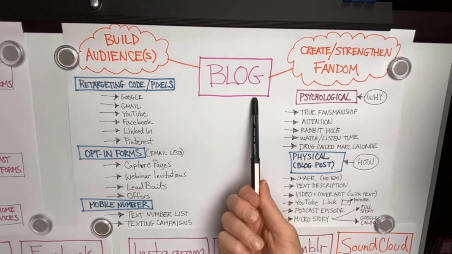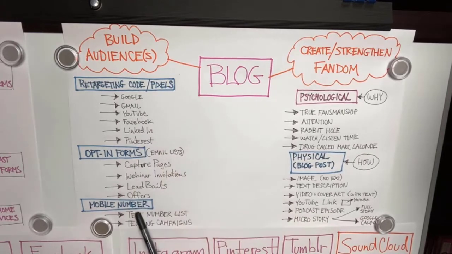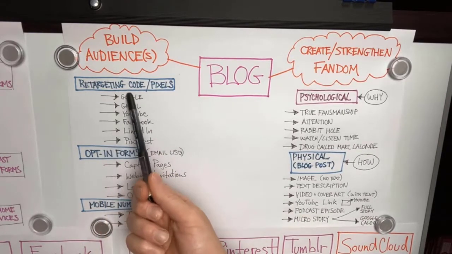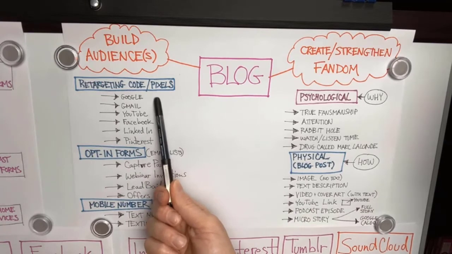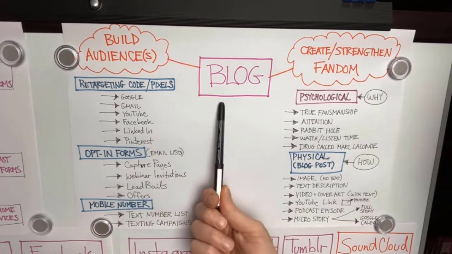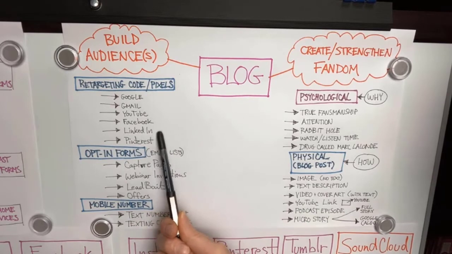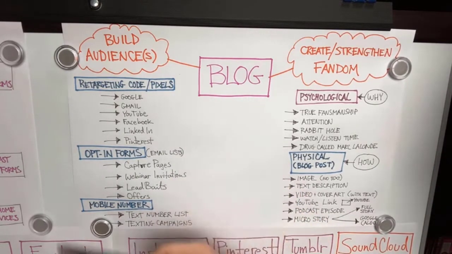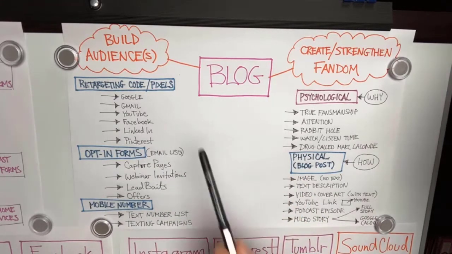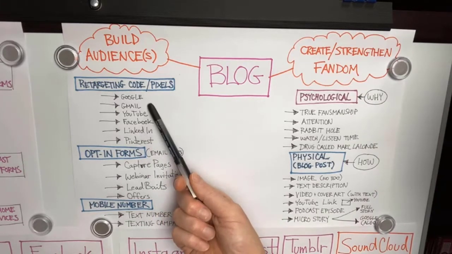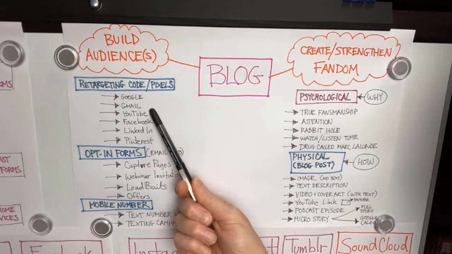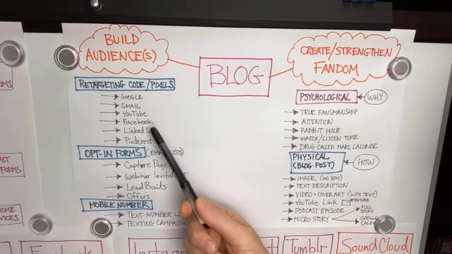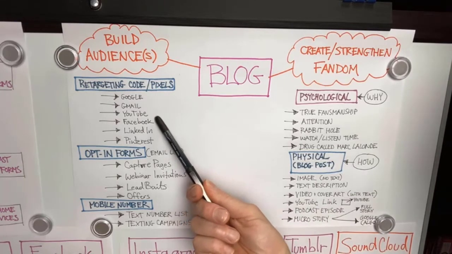So once they land on my blog, let's go to the audience building here. I have retargeting code, pixels code, within my blog that captures anyone who lands on my blog with the purpose of me retargeting them on specific platforms at a later date. I can retarget them on Google itself when they perform searches. I can retarget them on their Gmail inboxes. I could retarget them on their YouTube searches.